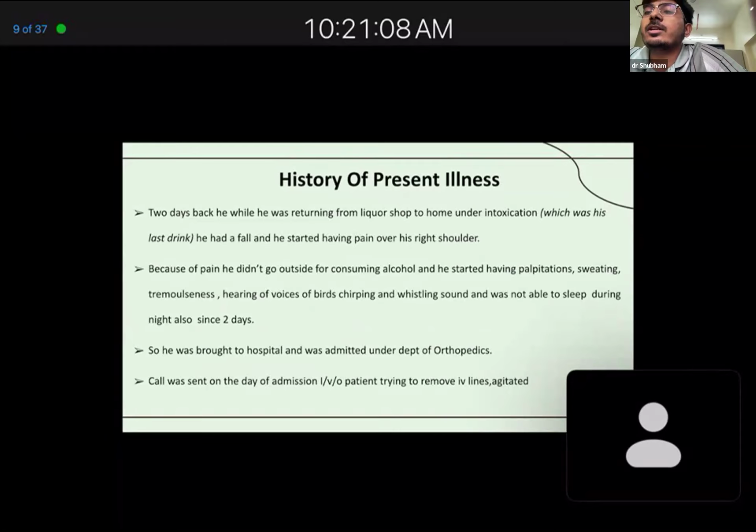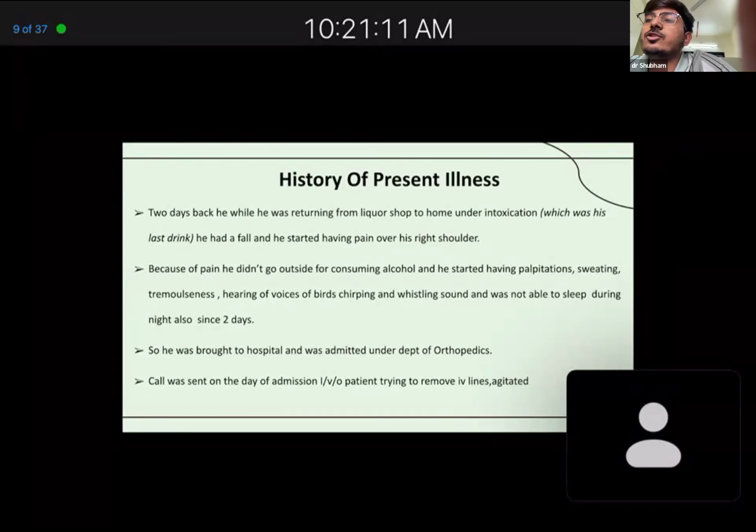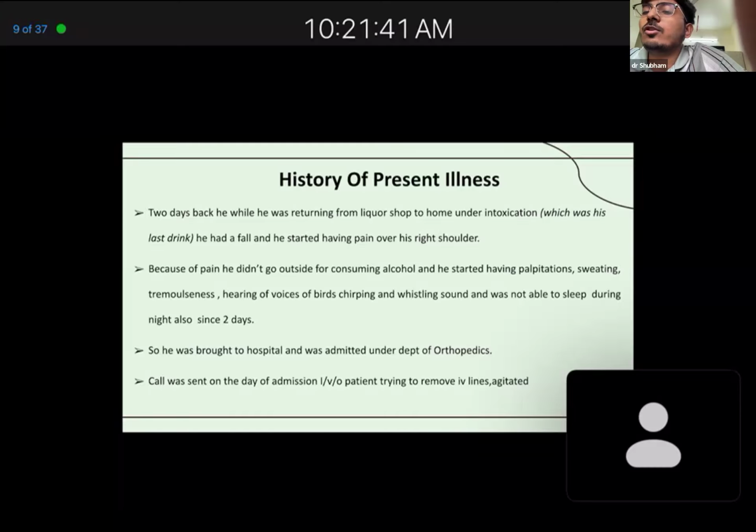Two days back, while he was returning from the liquor shop to home after consuming alcohol, which was also his last drink, he had a fall and he started having pain over his right shoulder. Because of pain, he didn't go outside for consuming alcohol as well as work, and he started having palpitations, sweating, tremulousness, hearing of voices of birds chirping and whistling sound, and was not able to sleep during night also since last 2 days. So his wife brought him to hospital, and he was admitted under the Department of Orthopedics. And then the Department of Orthopedics sent a call for psychiatric evaluation in view of the patient trying to remove IV lines, getting agitated, in view of withdrawal symptoms.